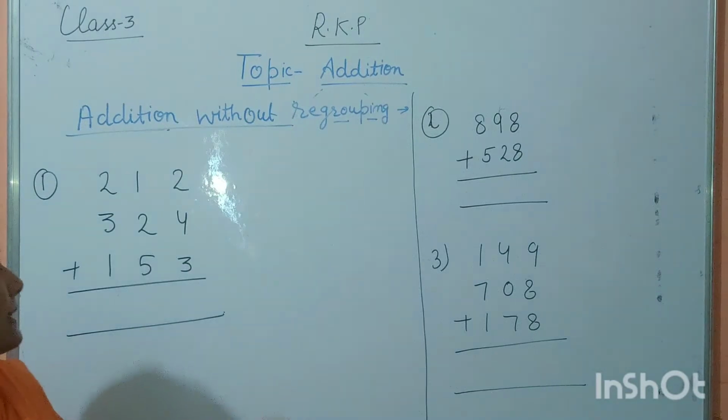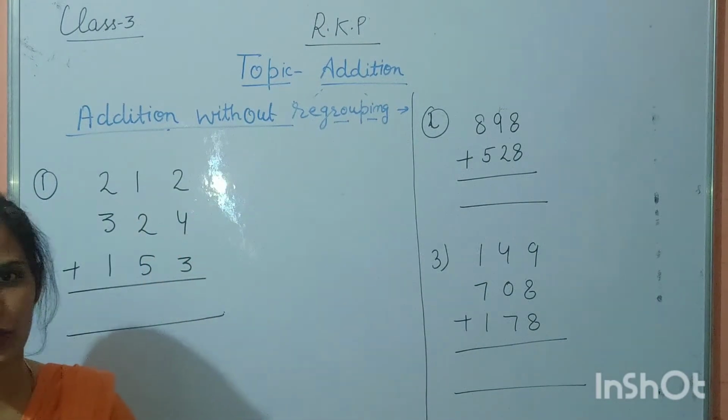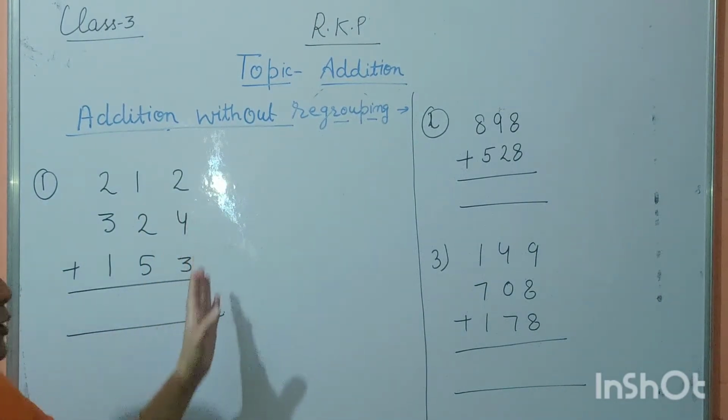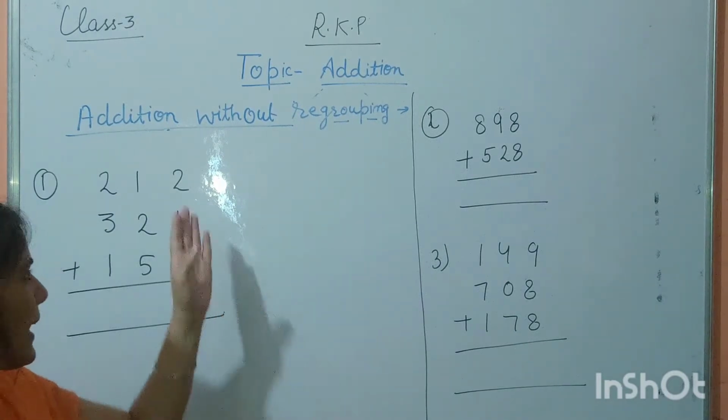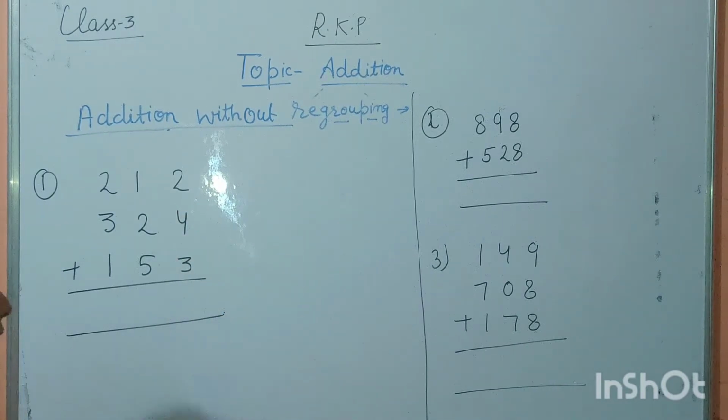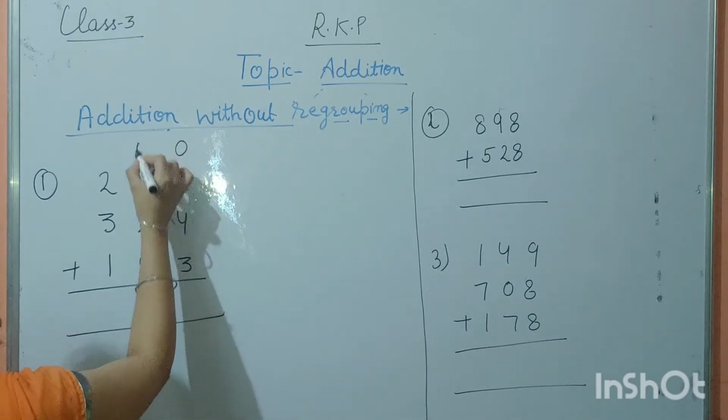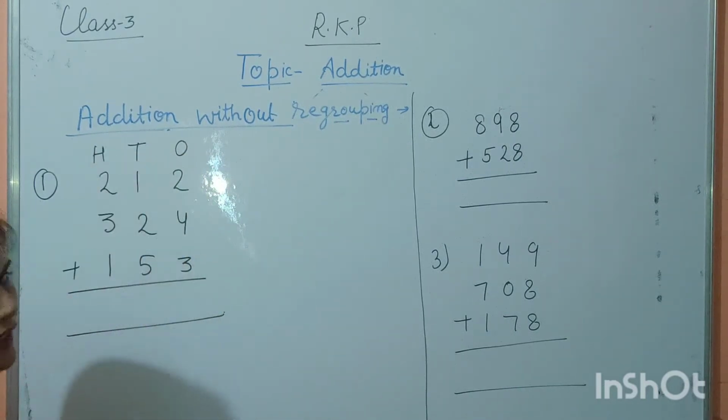Now students, this is the example of addition without regrouping, which means there will be no carry forward. You can add simply without regrouping. First of all, place it in the place value chart. This is ones, tens and that is hundreds place.